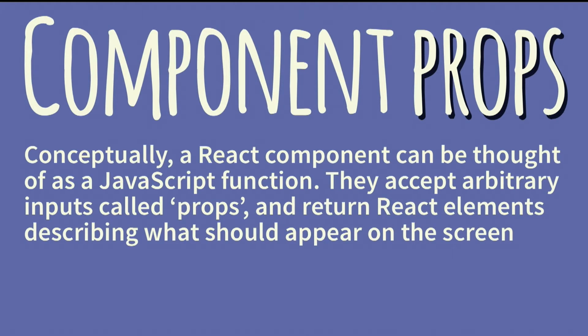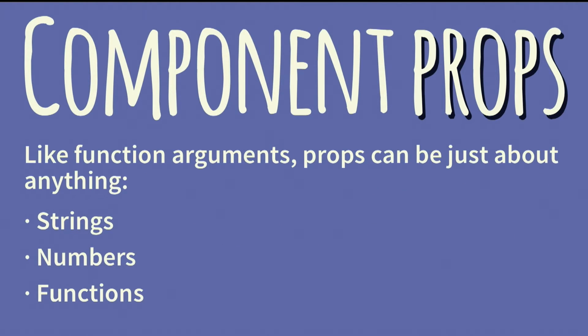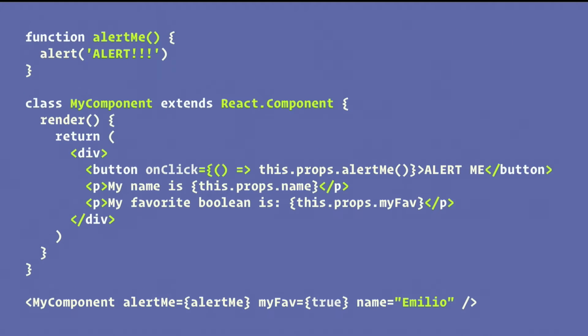Okay, so one of the big concepts in React are props. Props is short for properties. So if you think of a React component as just a JavaScript function, you could pass in props just like you pass arguments into functions, right? And props can be anything. They could be strings, objects, booleans, functions.